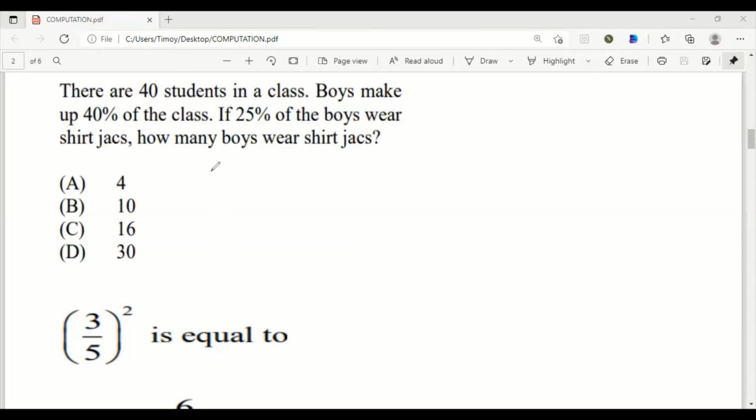So to find the number of boys in the class, that would equal 40% of the total. And 40% is just 40 over 100 times the total number of students, which would be 40, right? Here, 0 will cancel out this 0, and this 0 will cancel out this one over here. So what we're left with is just 4 times 4, which is going to give us 16. So what we do know is that there are 16 boys in the class.